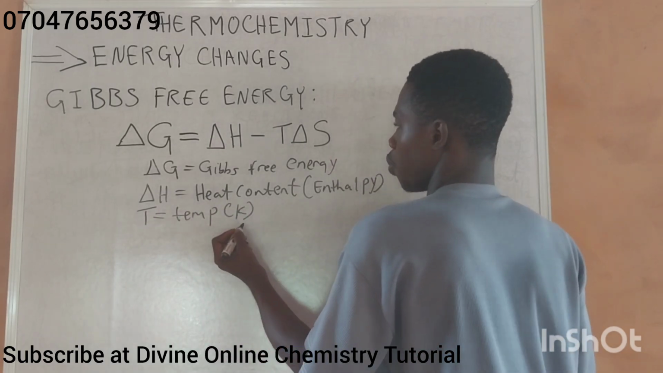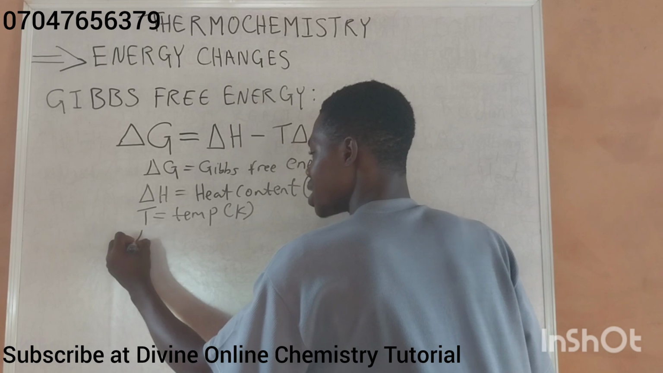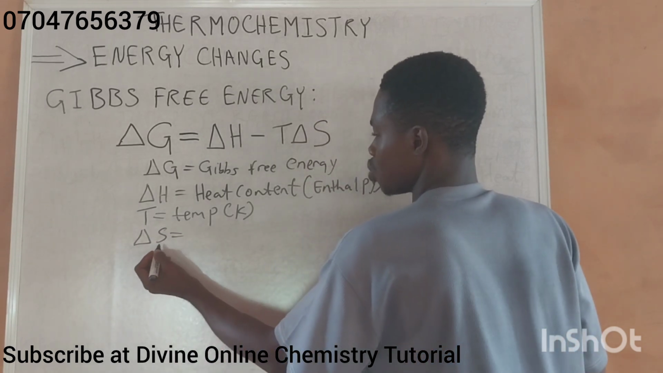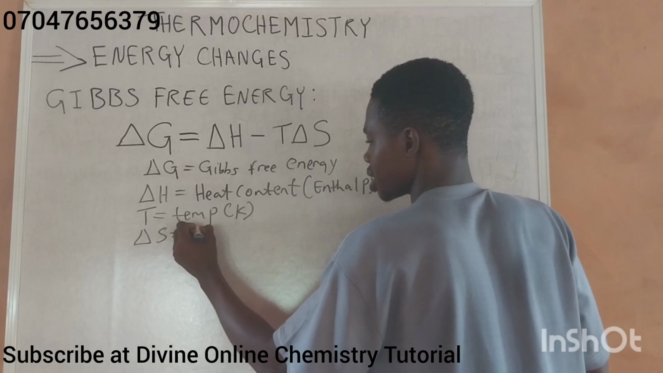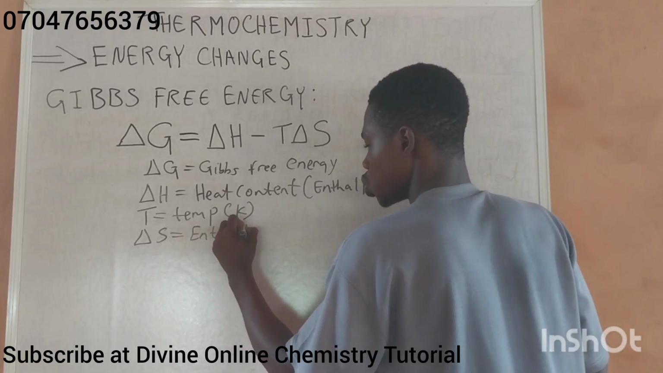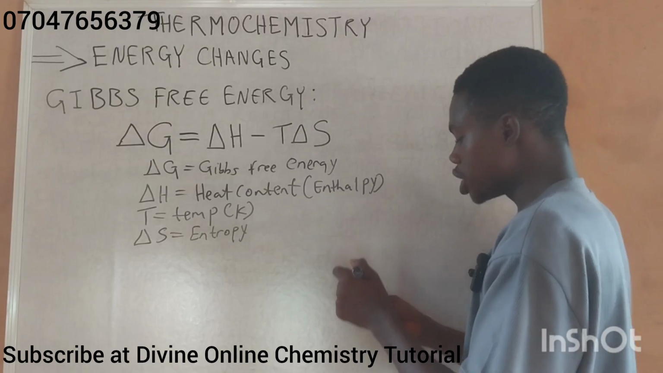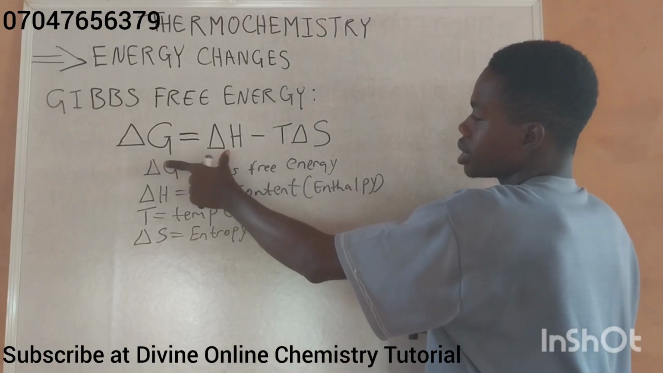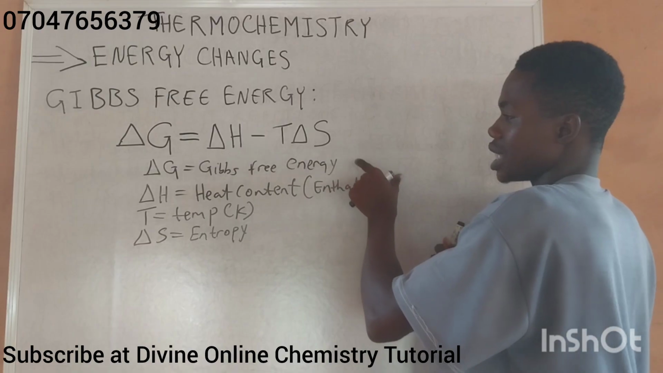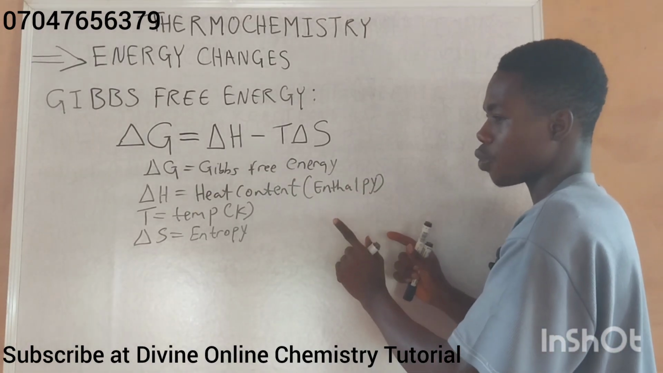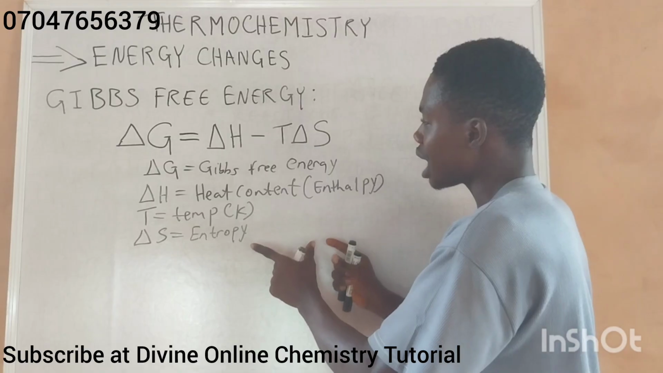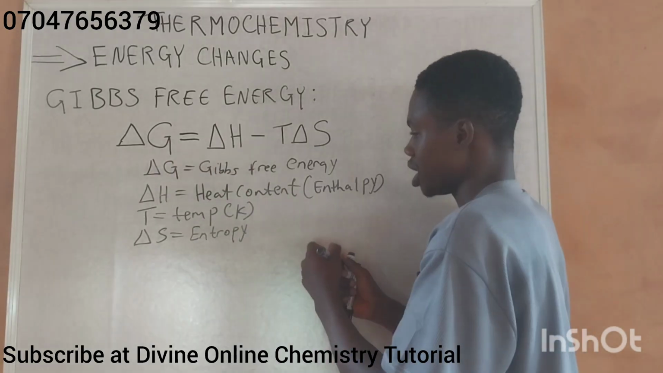So please take note of this, whereby delta S is known as entropy. So please take note of this. All this constitutes the formula of this free energy. So delta G is equal to delta H minus T delta S. So please take note of this. The unit for this free energy is the joules.